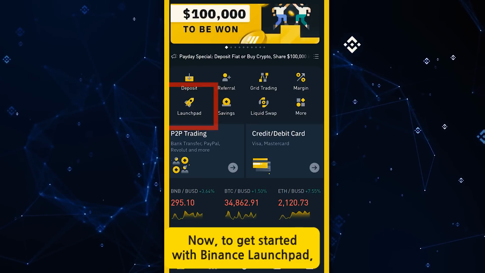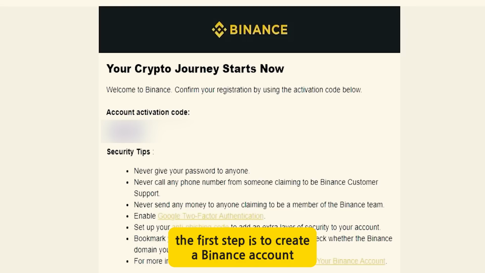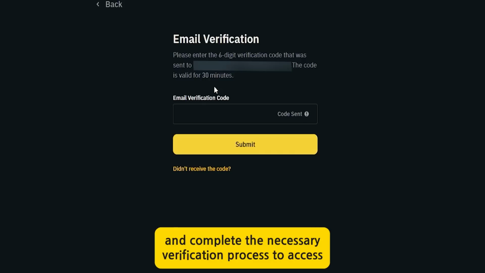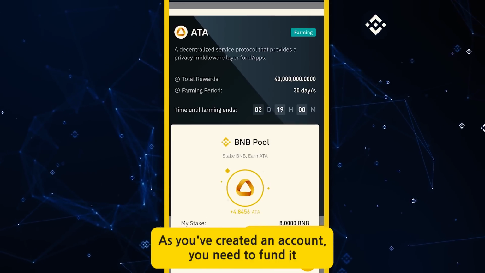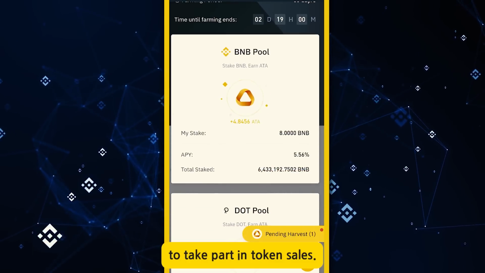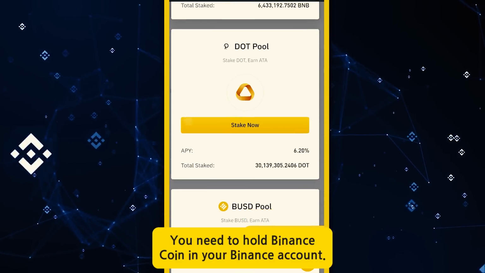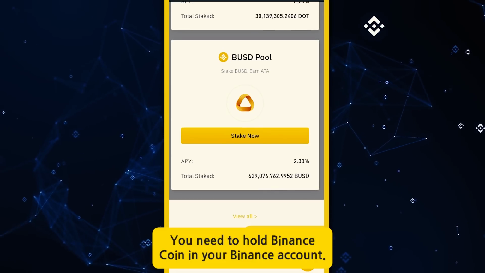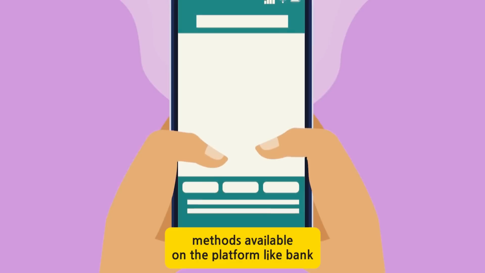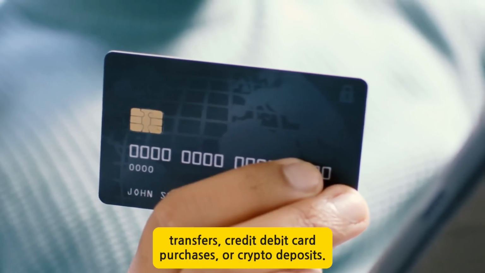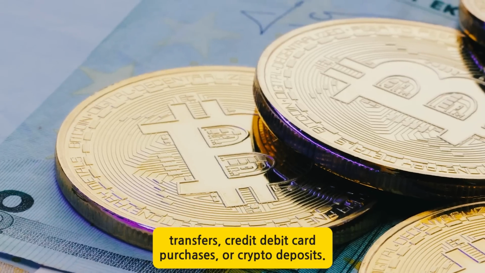Now, to get started with Binance Launchpad, the first step is to create a Binance account and complete the necessary verification process to access the full range of features, including Launchpad. After you've created an account, you need to fund it. To take part in token sales, you need to hold Binance Coin in your Binance account. You can buy BNB through various methods available on the platform, like bank transfers, credit/debit card purchases, or crypto deposits.